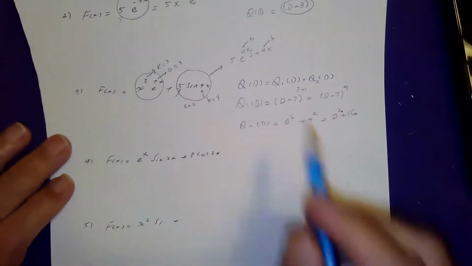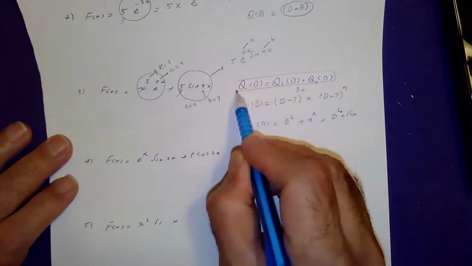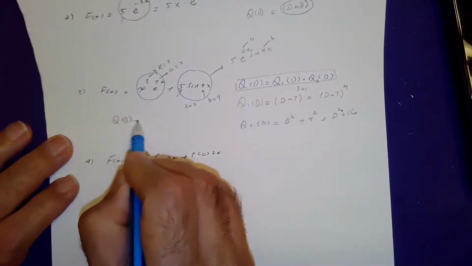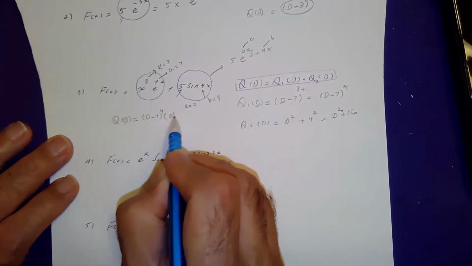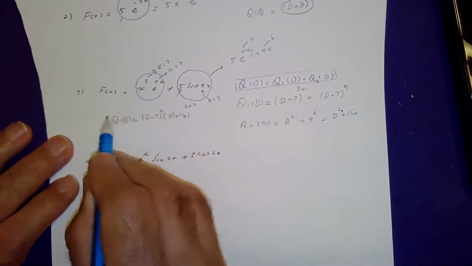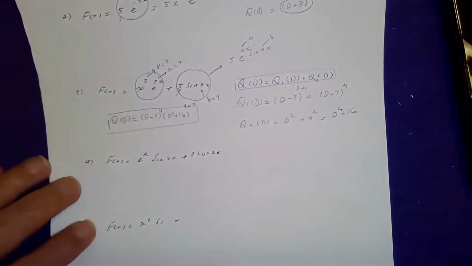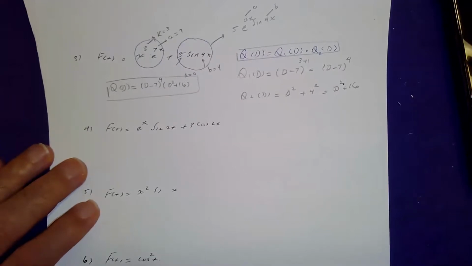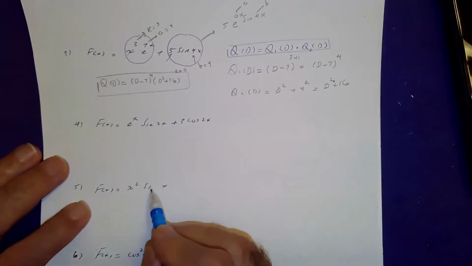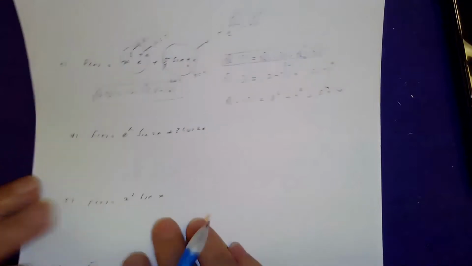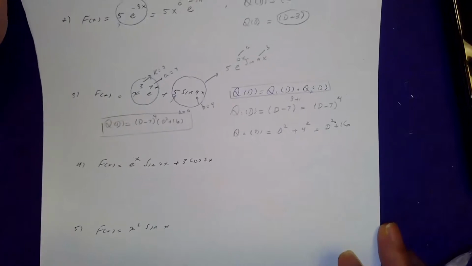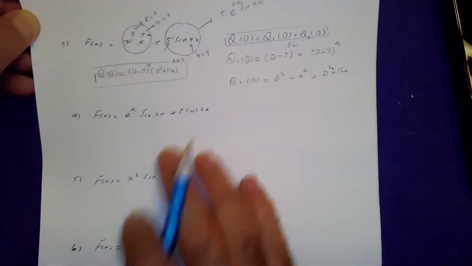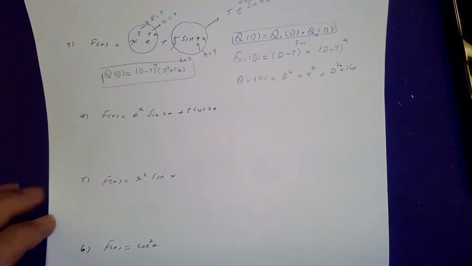But that's not the final answer. The final answer is the product. So what is the final answer, you ask? It is (D minus 7) to the 4 times (D squared plus 16). Does the order matter? No, it doesn't. Maybe we should do a couple more, and then I will show you how to solve these next Tuesday. Let me at least find the annihilators for 5 more minutes.